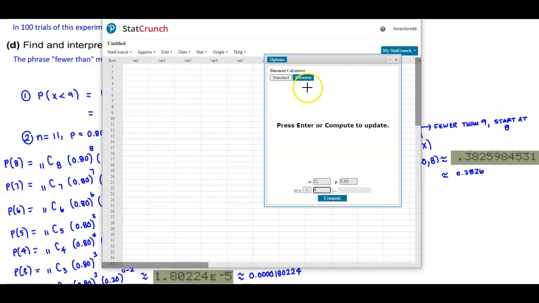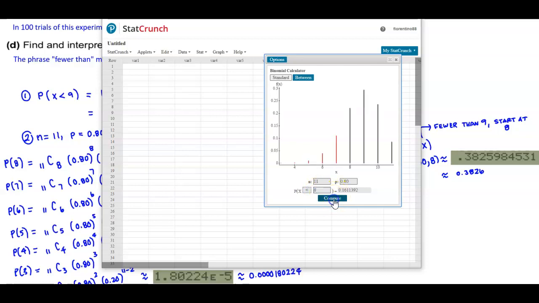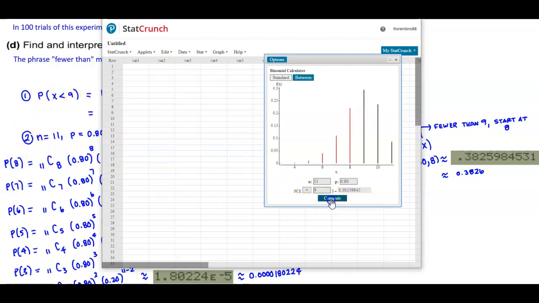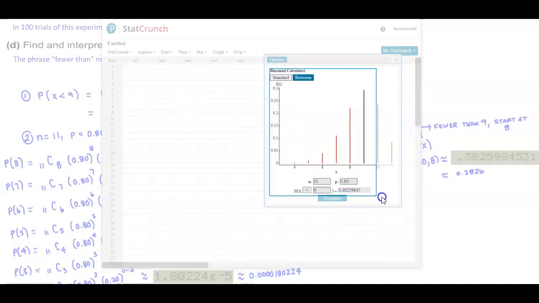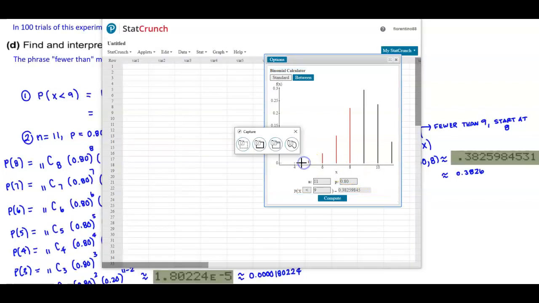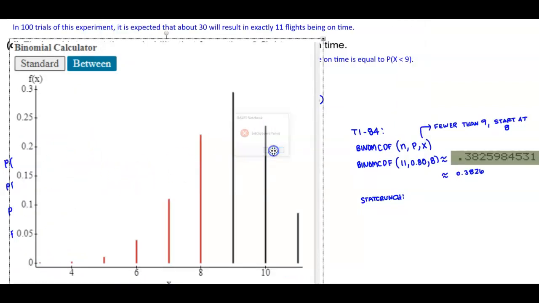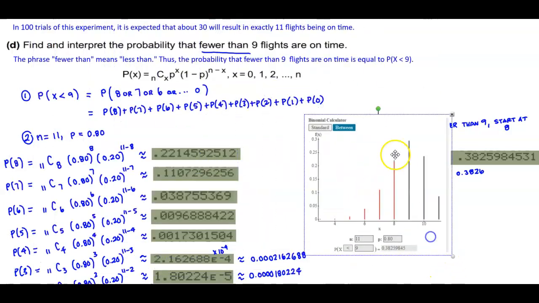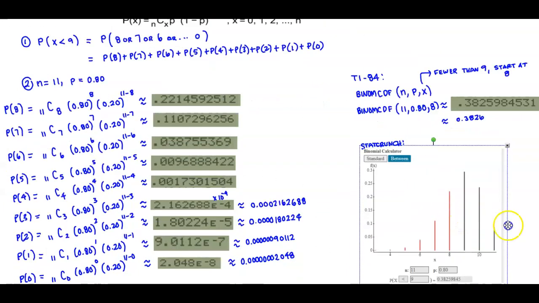Okay, because that's the probability that we have over here. We're not going to put less than 8. If we put less than 8, you're going to see that we get a different probability. This has to be 9 according to what we have over here. So therefore, you can see how we get the probability of 0.3826 as well. So there is another way of using technology to get our result.